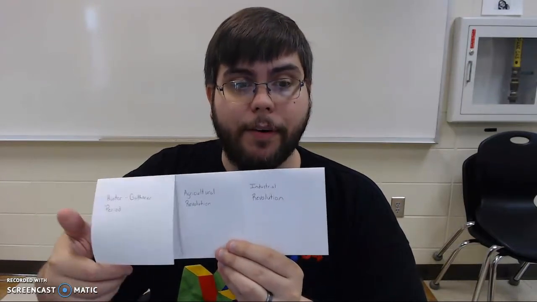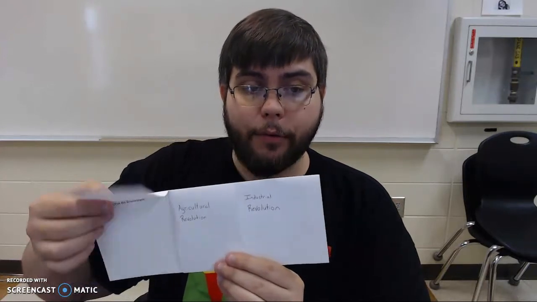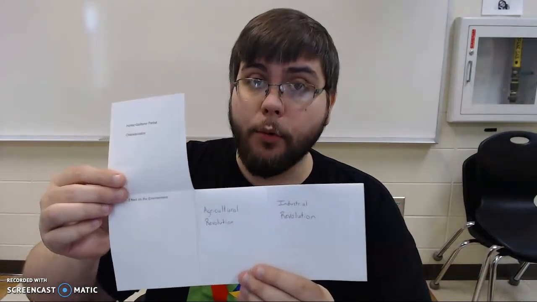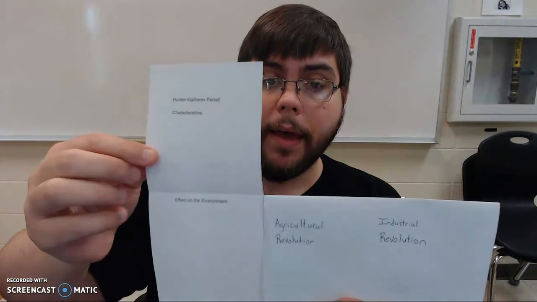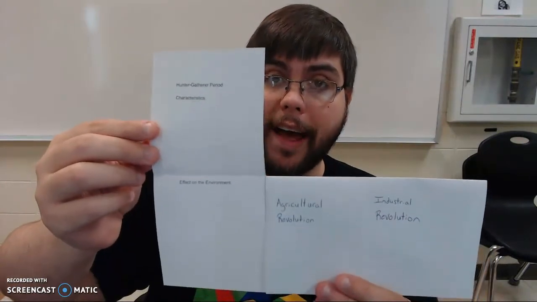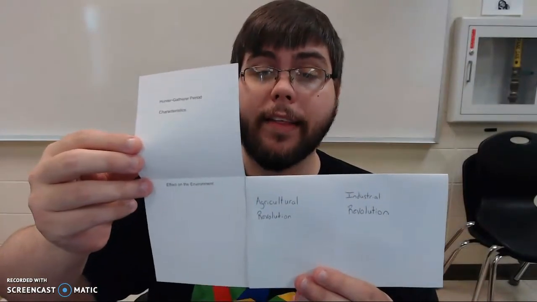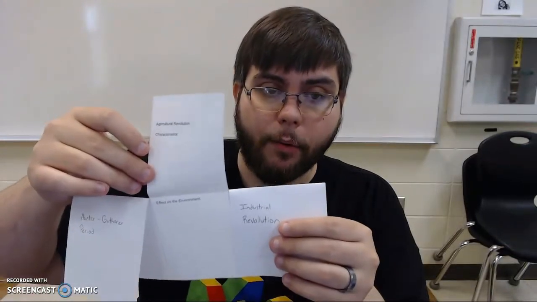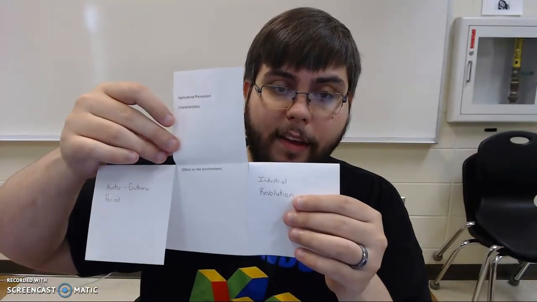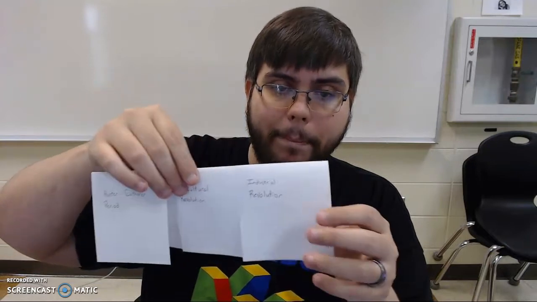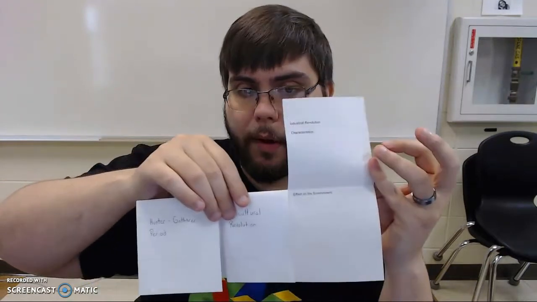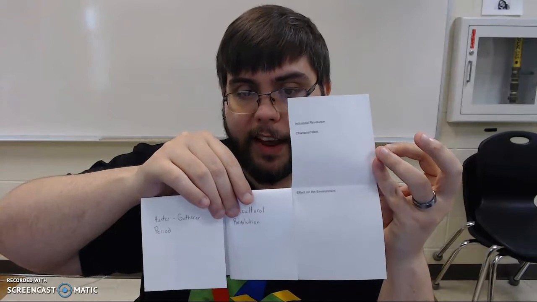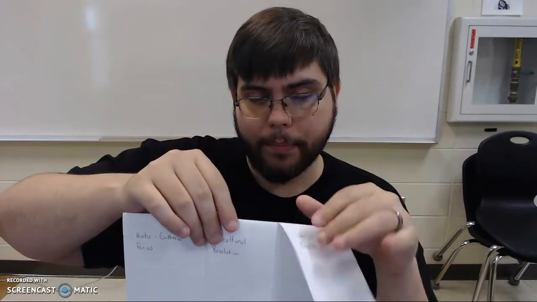Under the Hunter-Gatherer Period here, I'm expecting two things on your first assignment: characteristics of the Hunter-Gatherer Period and the effect that the hunter-gatherers had on the environment. Same thing for the Agricultural Revolution. Again, characteristics up top, effect on the environment down on the bottom. And then for the Industrial Revolution, characteristics and effect on the environment.